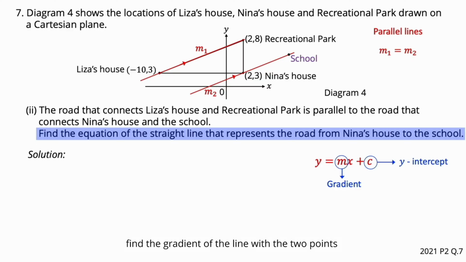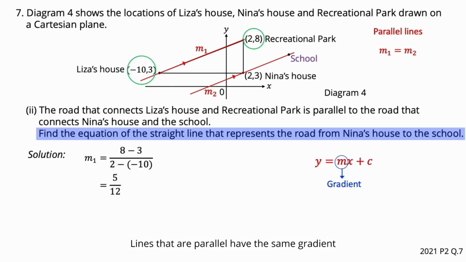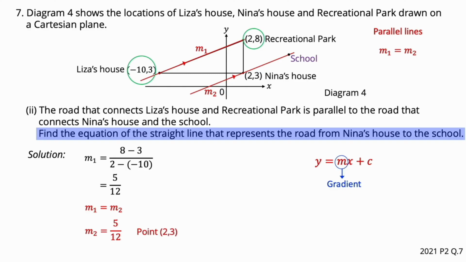First of all, find the gradient of the line with the points (2, 3) and (minus 10, minus 3) by using the gradient formula, y2 minus y1 over x2 minus x1. Substitute the 2 points into the formula. m1 equals 3 minus (minus 3) divided by 2 minus (minus 10). The calculated result is 5 over 12. Lines that are parallel have the same gradient. m1 equals m2. Using the gradient 5 over 12 and the point (2, 3) to find out the y-intercept.